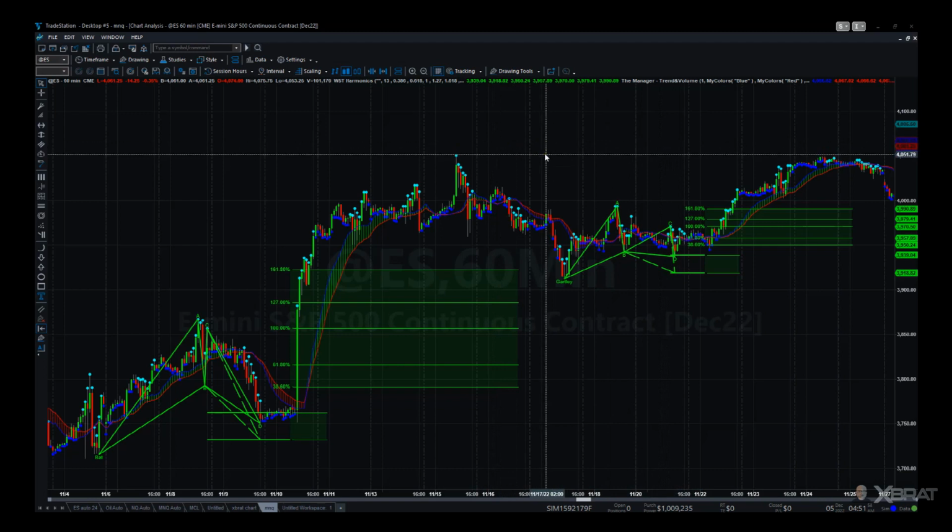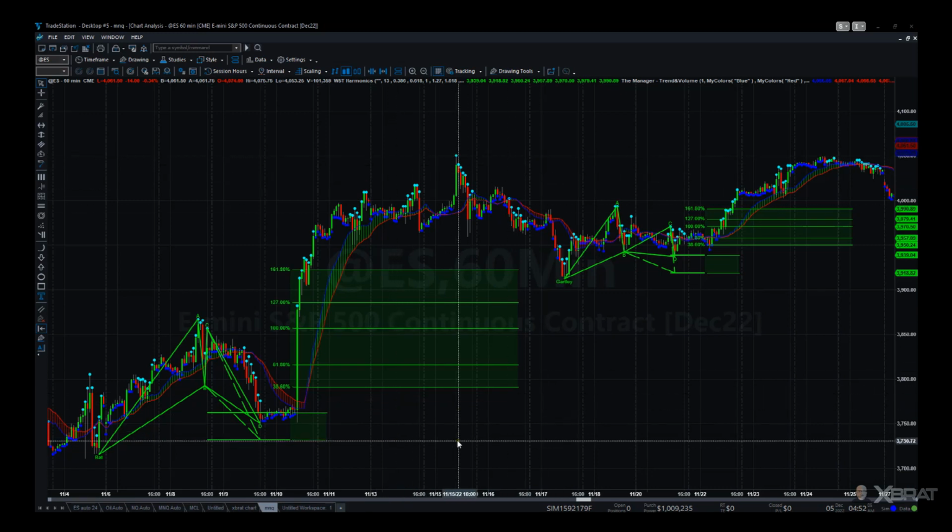Okay, so this is the 60-minute time frame on ES. There were only 2 trades in November 2022. They were good trades, don't get me wrong. But that's all there was.